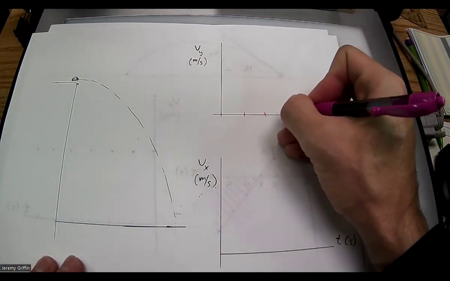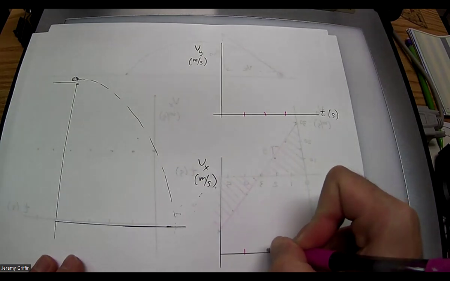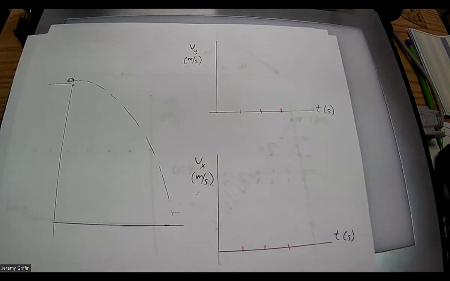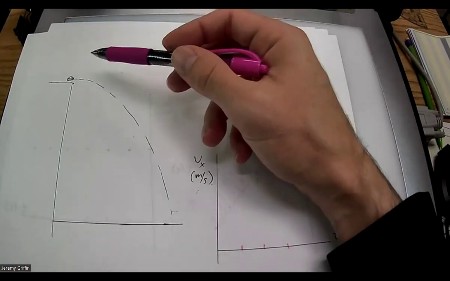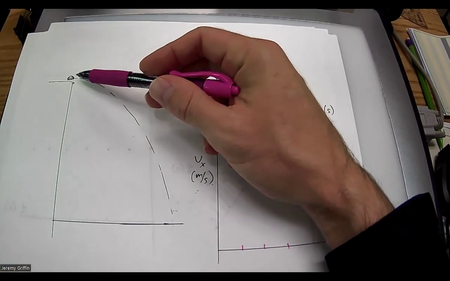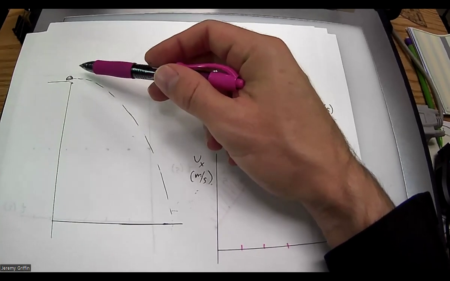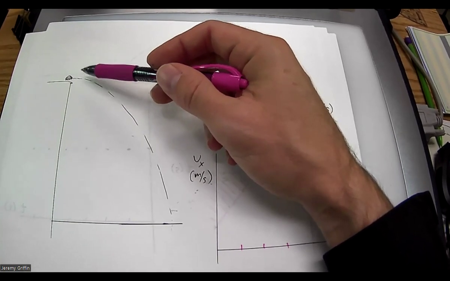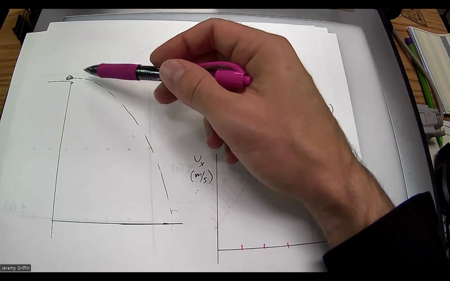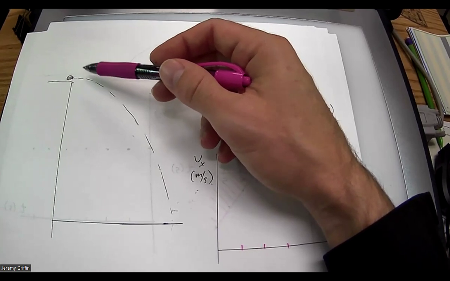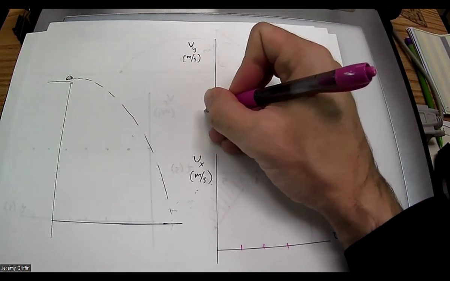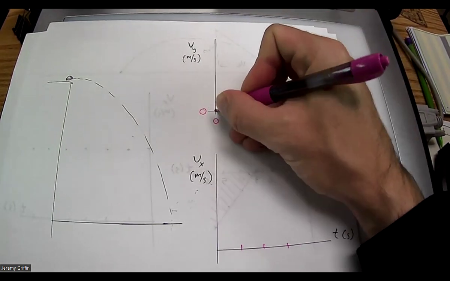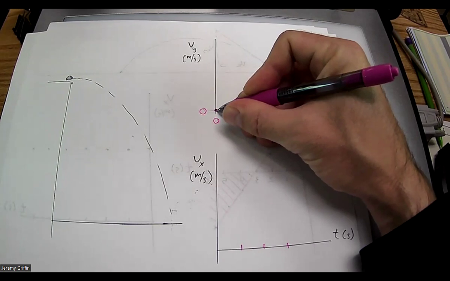So 1, 2, 3 seconds, maybe. Because maybe we got like a 45-meter tall cliff. Right? It takes 3 seconds to hit the ground. So right when the cannonball is leaving the cannon barrel, how fast is it moving vertically? How fast vertically? Is it moving up or down at all? No. So at time 0, it has 0 vertical component of velocity.